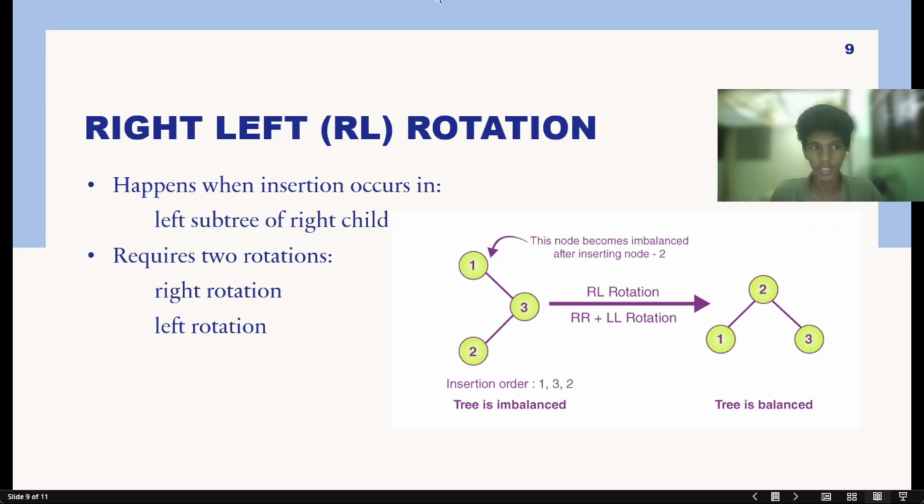Step 1 is to perform a right rotation on node 30. This converts the structure into a right-right case. Step 2 is to perform a left rotation on node 10. After balancing, 20 becomes the new root, 10 becomes the left child, and 30 becomes the right child. The AVL tree becomes balanced once again.